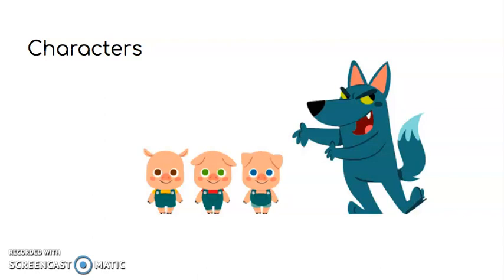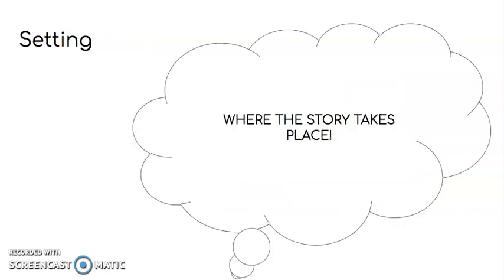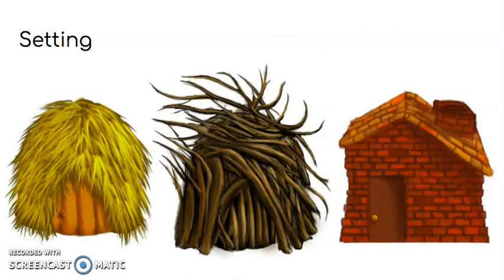Your second finger, which would be your index finger, is going to be your setting. Your setting is where the story takes place. And in the Three Little Pigs, the setting was their three homes. You could say outside, but we want to try to be a little bit more specific. And then we could say, oh, it was in the straw house, the stick house, and the brick house. That would be very specific to that story.